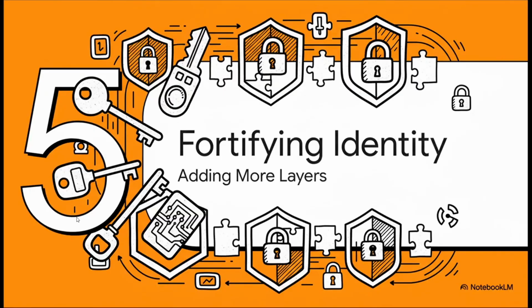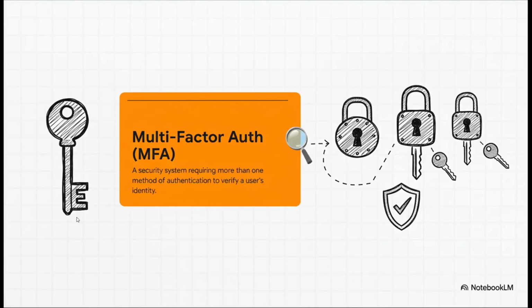So we've got all these different kinds of keys to get in the door. But how do we make that door stronger? I mean, how do we build a real fortress around our digital identity? Well, the answer is to add more layers of security. And that brings us to multi-factor authentication, or MFA. And let me tell you, this is probably the single most important security upgrade you can make to your online life. The idea is incredibly simple. Don't just rely on one key. Make a bad guy have to pick multiple locks to get in.